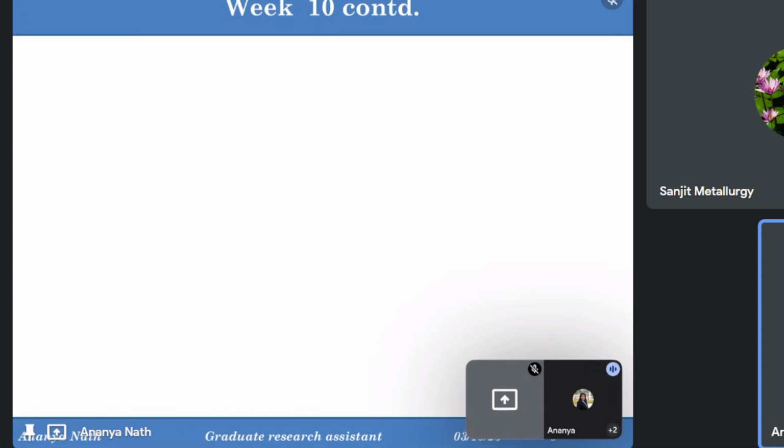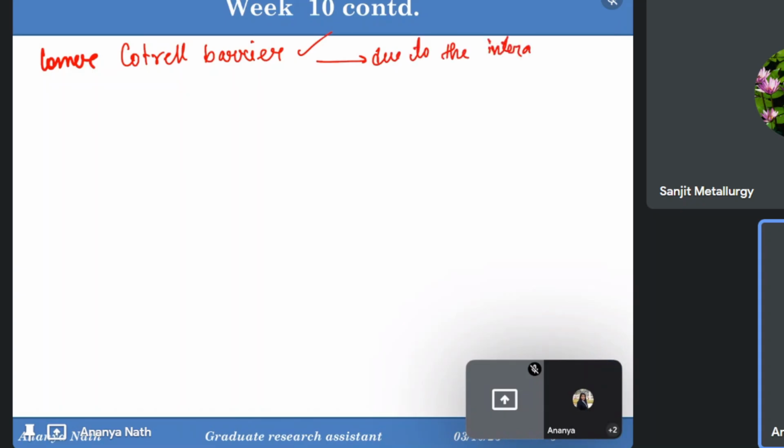It's also very important, this Lomer. It's due to the interaction between two dislocations. So let's have a look at the real interaction between the dislocations.